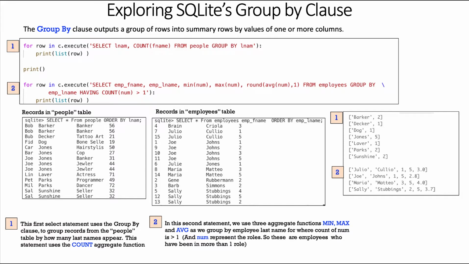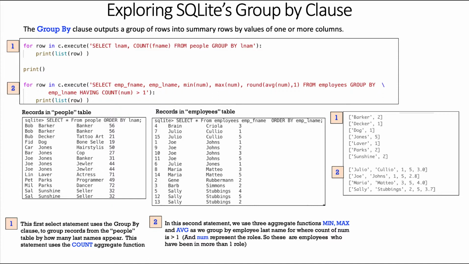Now we're going to explore SQLite's group by clause. The group by clause outputs a group of rows into summary rows by values of one or more columns. So I give you two examples here. In the first one, we have a select lname, count fname from people, group by last name. This first select statement uses the group by clause to group records from the people table by how many last names appear. This statement uses the count aggregate function. We'll use other aggregate functions in example number 2.